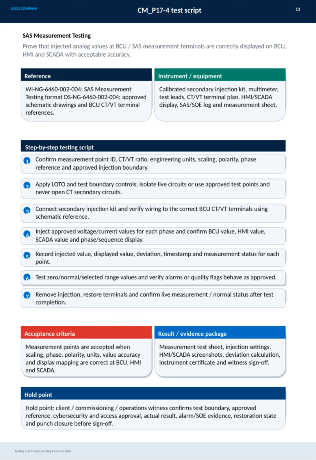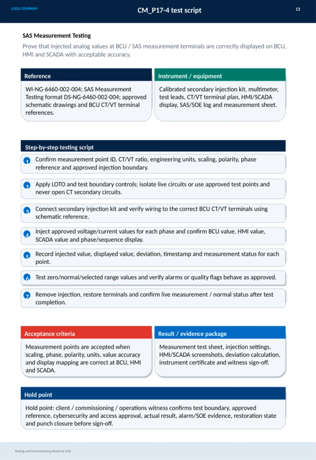Each injected value is recorded along with its displayed counterpart, deviation, timestamp, and measurement status to ensure traceability. We also verify operation under 0, normal, and selected range values, confirming alarms and quality flags function correctly. After testing, we remove injections, restore terminals, and confirm the system returns to live measurement and normal status. The acceptance criteria demand correct scaling, phase, polarity, units, accuracy, and display mapping across all platforms.